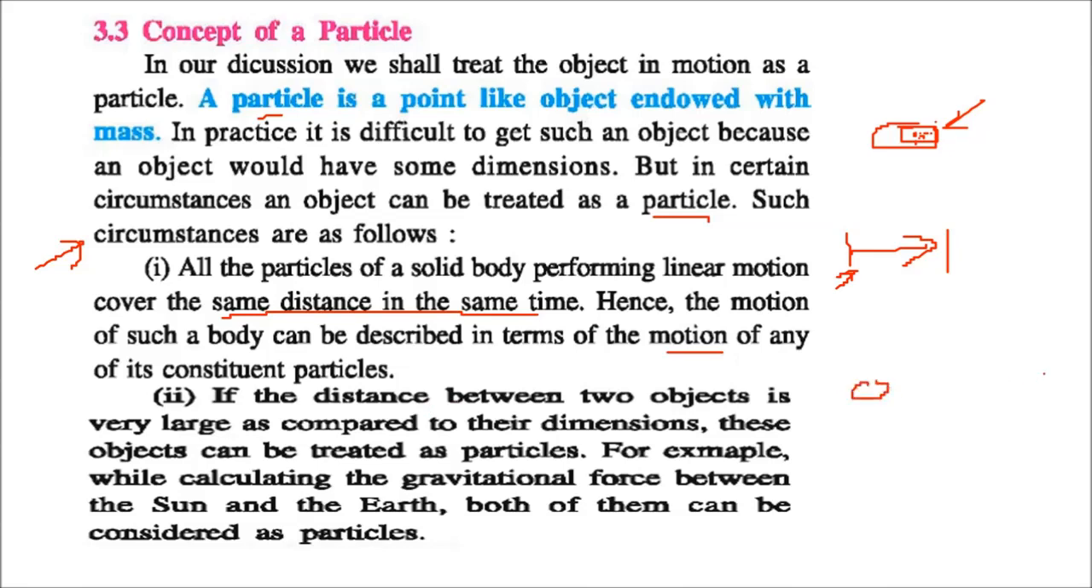If the distance between two objects is very, very large as compared to their dimensions, then mostly in the computation level, we will say that they are very small, or they are just particles, point particles. For instance, in the calculation of gravitational force between, say, Sun and Earth, both of them can be considered as particles because the distance between them is very large as compared to the dimensions of these objects.